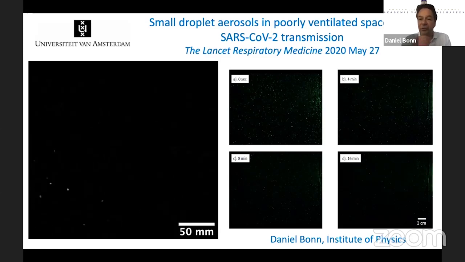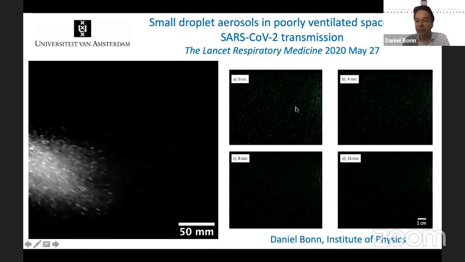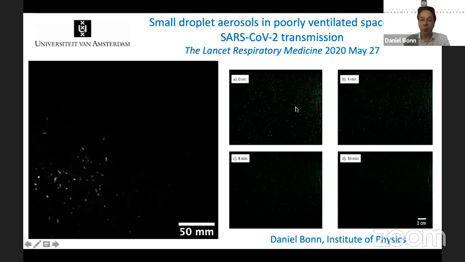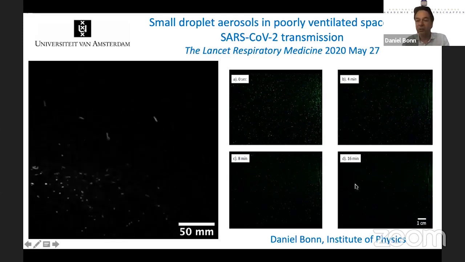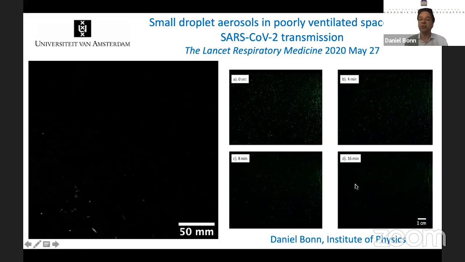You can see after 0 seconds, top left, that there's lots of small particles, as you would expect. But after 4 minutes, there's still a lot of particles. After 8 minutes, there's still quite some particles. And even after 60 minutes, there's particles still being present from that one cough 60 minutes ago.